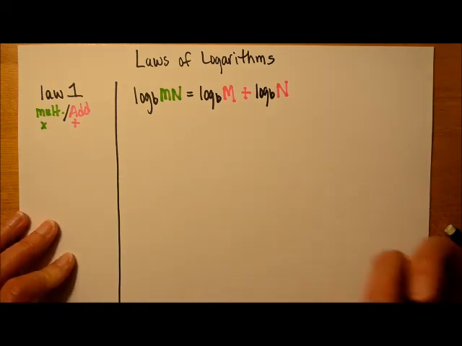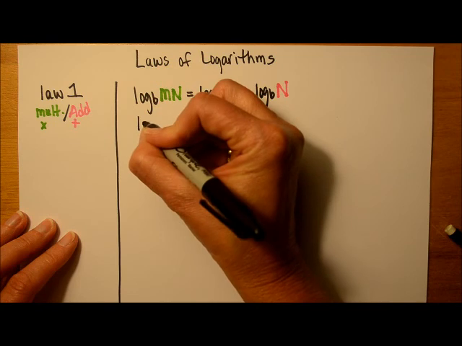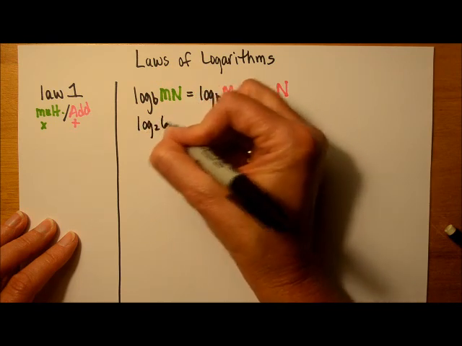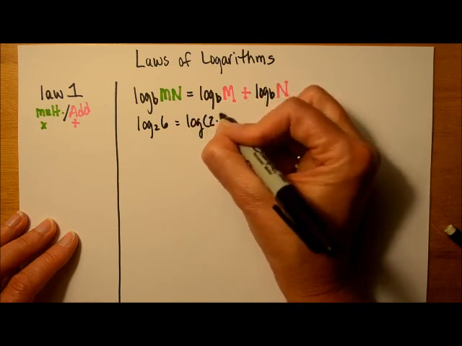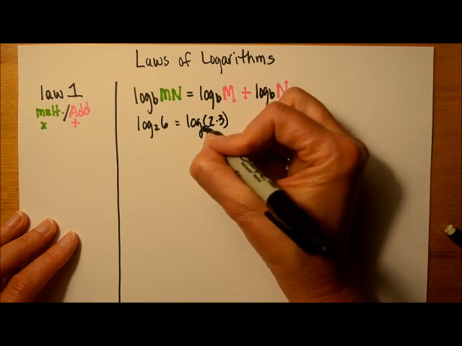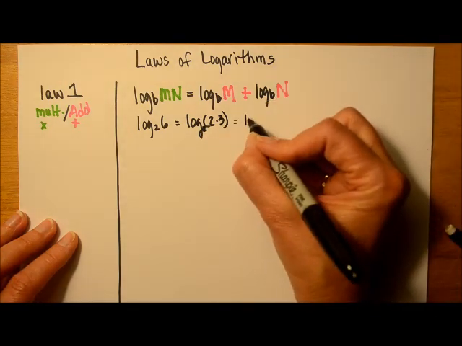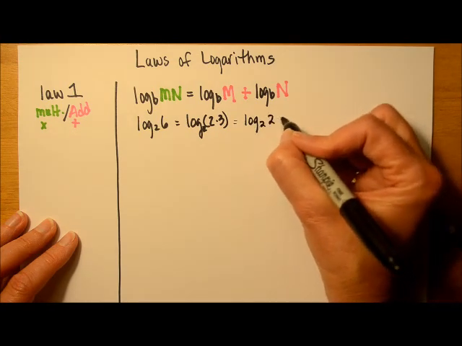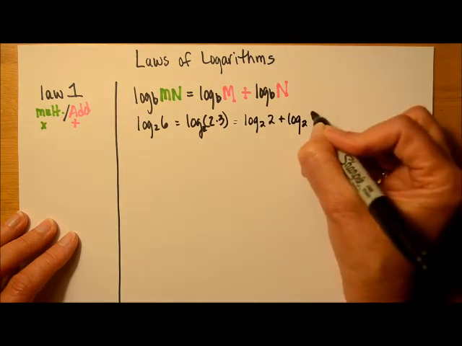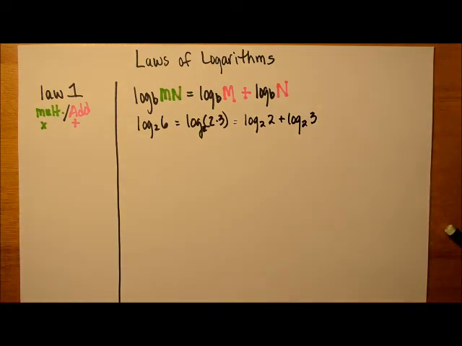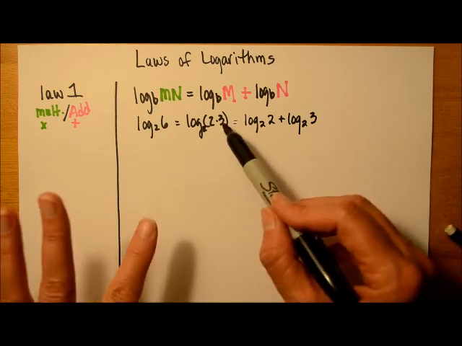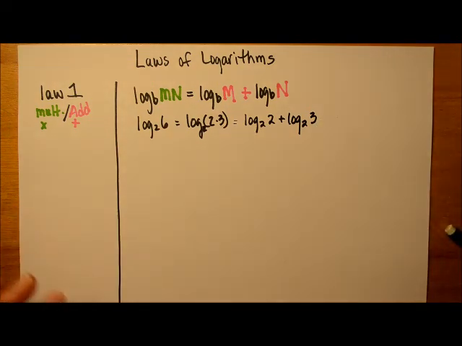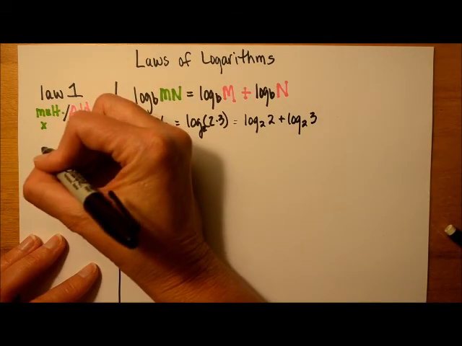Law 1. Here's an example for you. Log base 2 of 6 really is log base 2 of 2 times 3. Oops, I've got my base. That's base 2. Sorry, squeeze that guy in. Which equals log base 2 of 2 plus log base 2 of 3. So there's an example for you, and I'm going to show you a little bit more about these in just a few minutes. But I took this one, I said 6 is 2 times 3, and then I split it up. Okay, that's law 1.